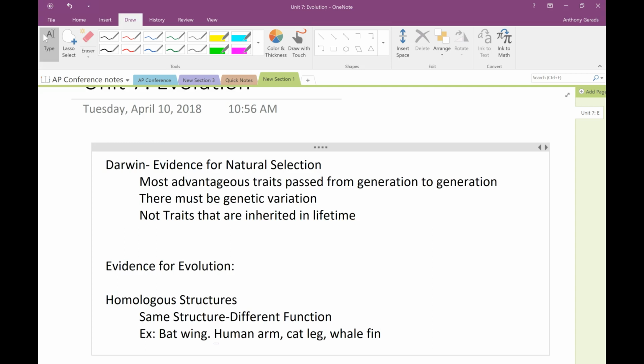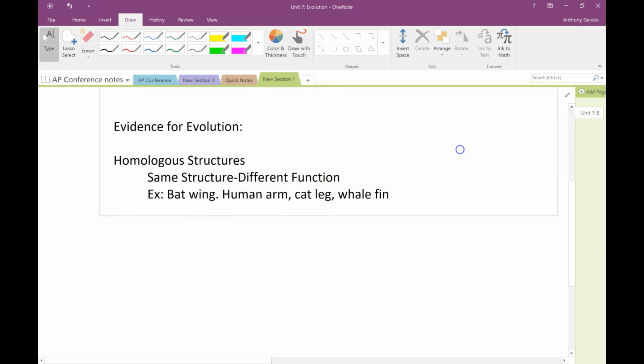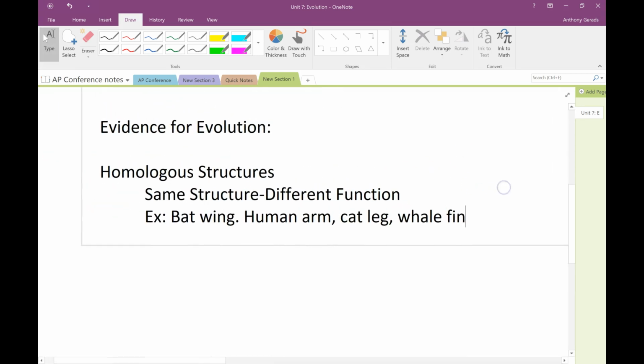If you look at them structurally, if you look at the composition of a bat wing, it's got a radius, it's got an ulna, it's got carpals, metacarpals, all those structures. It's got the exact same structures in there. They may be shaped a little bit different, but compositionally they're made of the same thing, giving evidence of a common ancestor. All right?